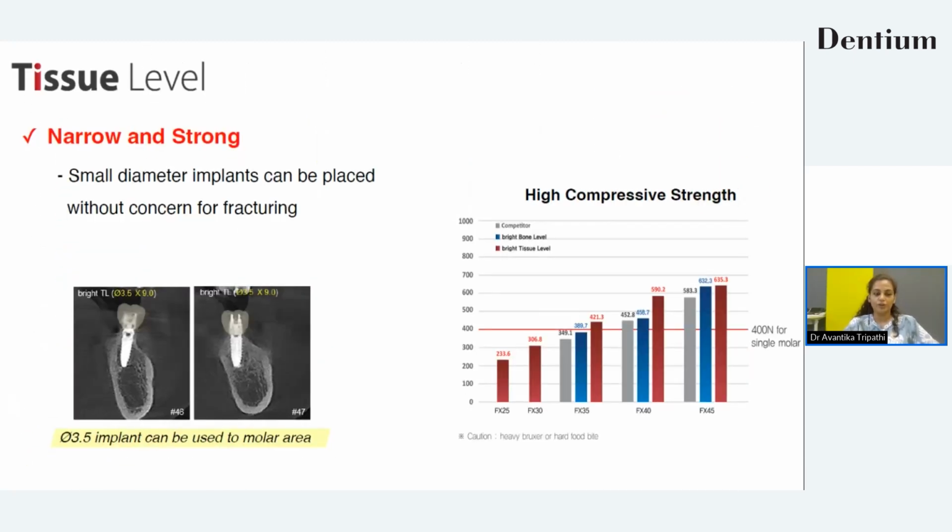As I mentioned, tissue level implants are available in very narrow diameters, but they act very strong inside because they are solid implants. They have an external hexagonal connection. They are not hollow from inside. So a 3.5 mm implant itself will be able to take the load in the molar area.